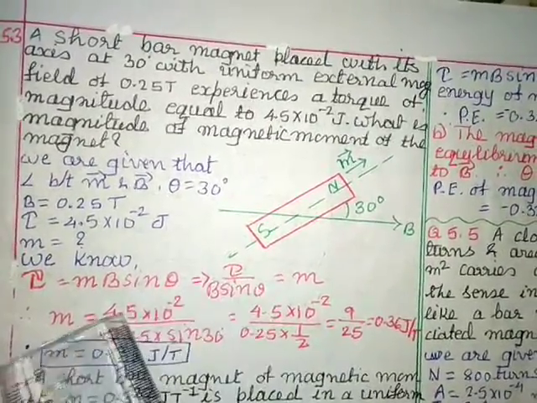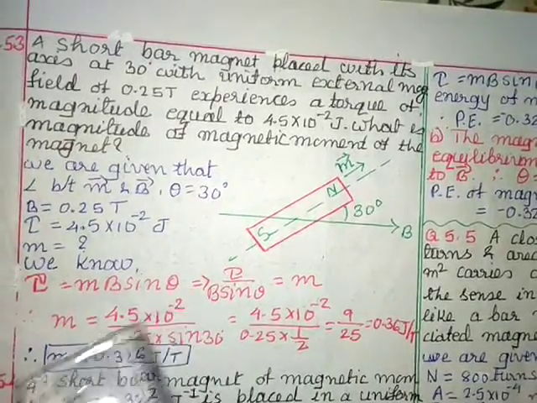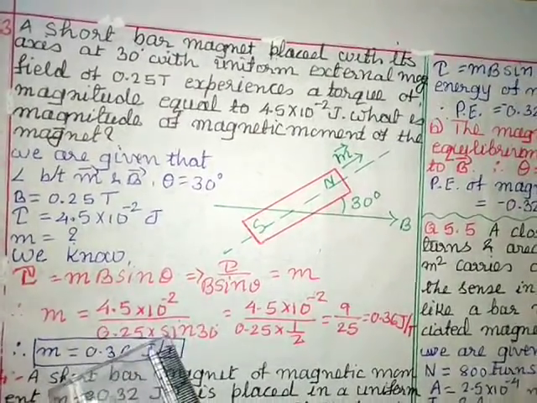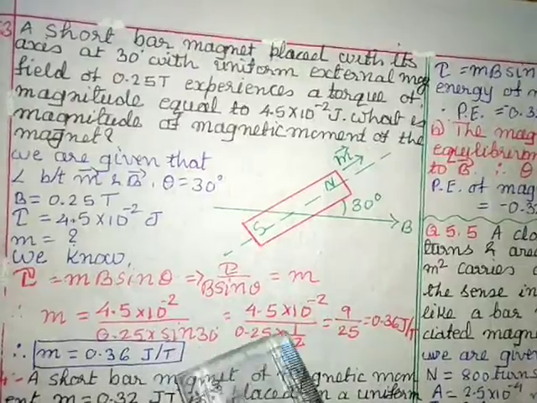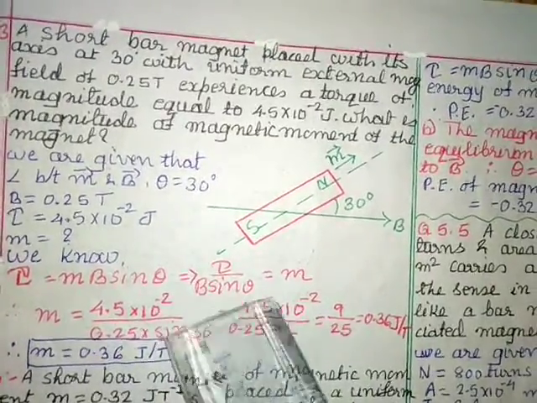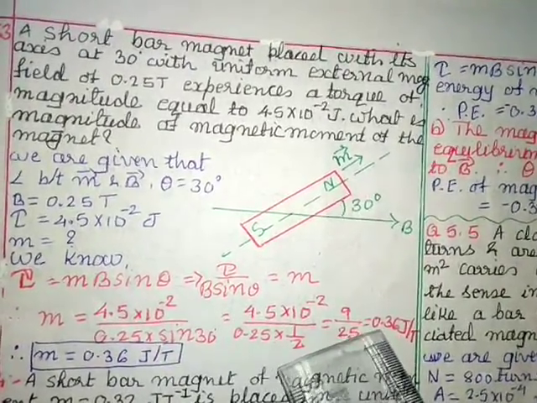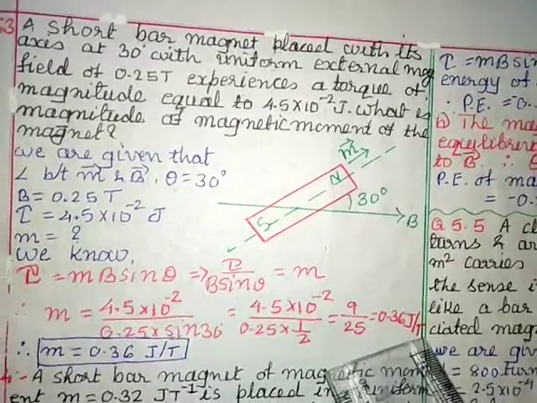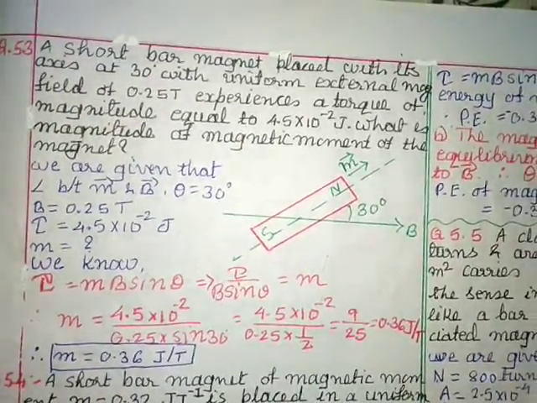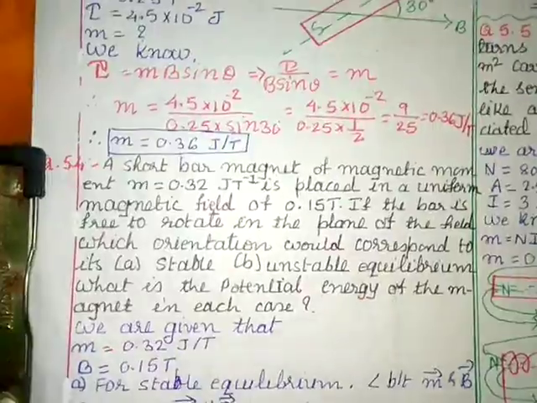Put the value of tau, 4.5 into 10 to the power minus 2, B is 0.25 into sin 30. Sin 30 is 1 by 2. Simplify, you get 9 by 25, which gives you 0.36 joule per Tesla. So that is the value of the magnetic moment.